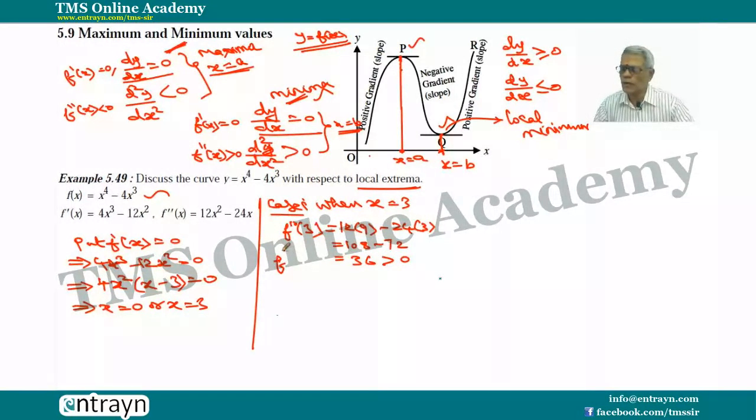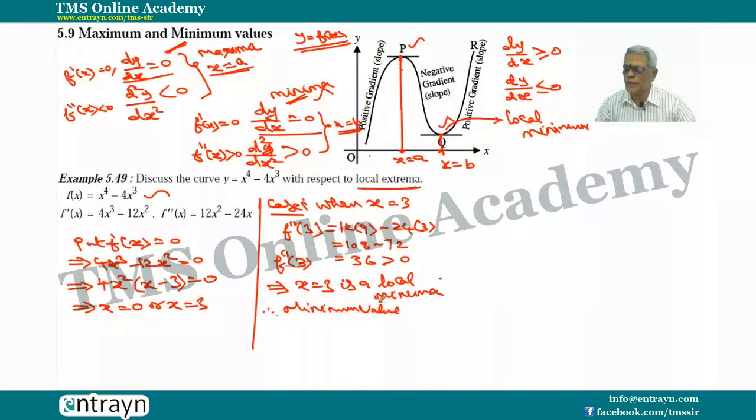So d square y by dx square, that is f double dash of x at x is equal to 3, is greater than 0. This implies x is equal to 3 is a local minima. Local minimum value means we have to put x is equal to 3 in the given function. Therefore, for finding minimum value we have to put x is equal to 3 in the given function.